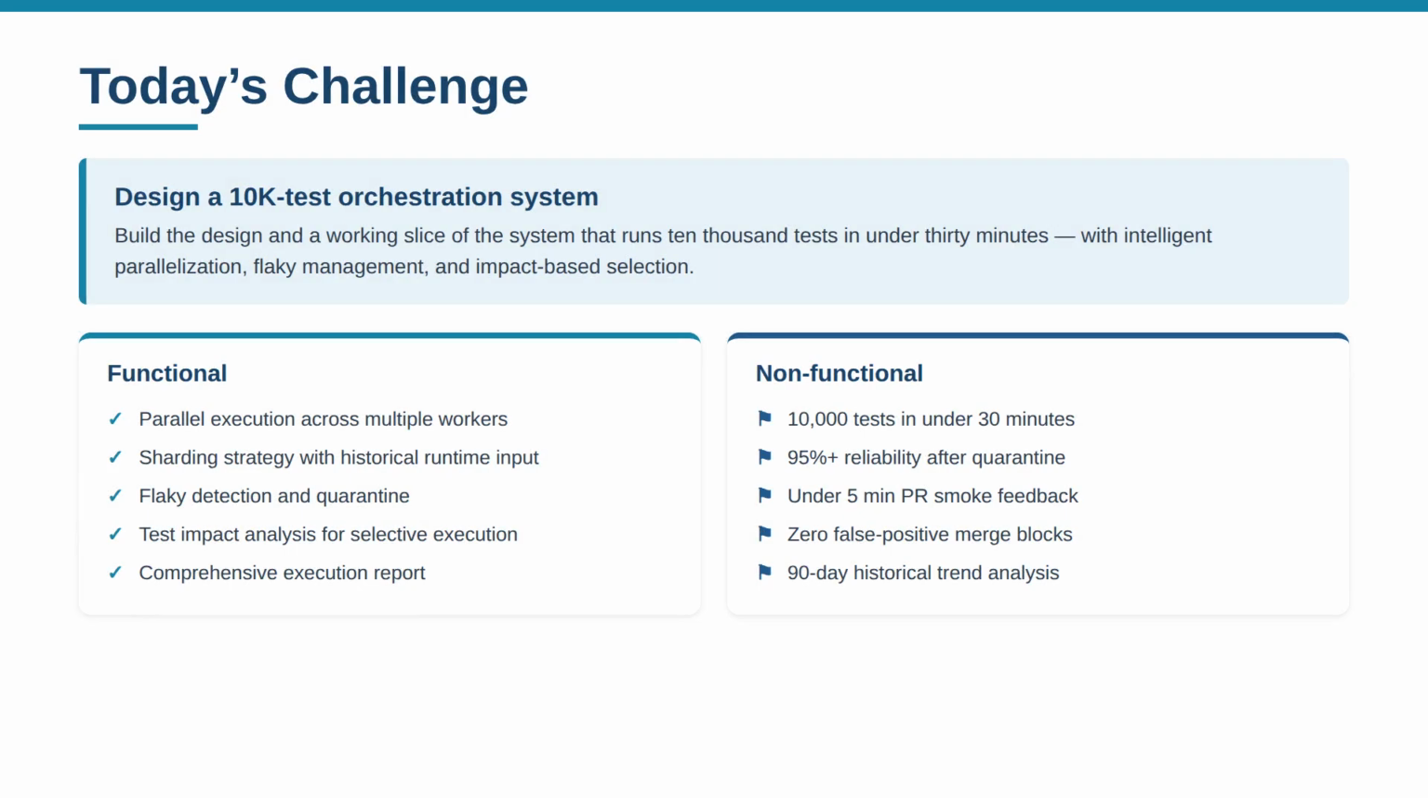Today's challenge is to design and build a working slice of a 10,000 test orchestration system. The functional requirements are parallel execution across multiple workers, a sharding strategy that uses historical runtime input, flaky detection and automated quarantine, test impact analysis for selective execution, and a comprehensive execution report. The non-functional targets are 10,000 tests in under 30 minutes, 95% reliability after quarantine, under 5 minutes PR smoke feedback, 0 false positive merge blocks, and 90 days of historical trend analysis.